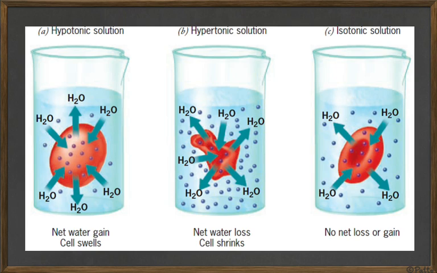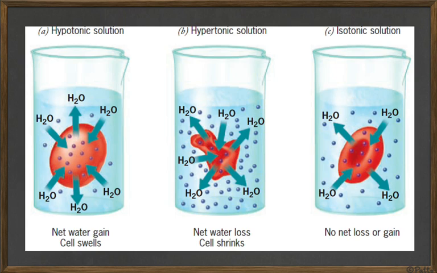It's low concentration. So the tendency is for these cells to gain water more than they lose, so they have a net gain of water, so the cells swell, and they may even swell so much that they may even bust. Okay. In the middle, we have a hypertonic solution.